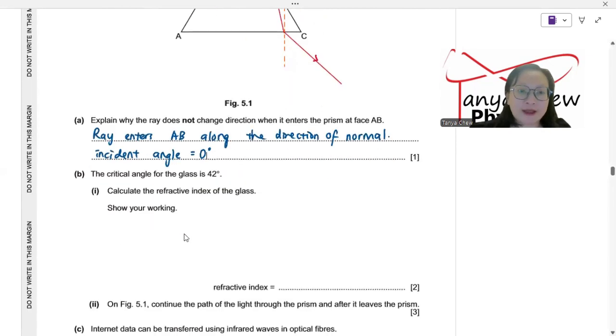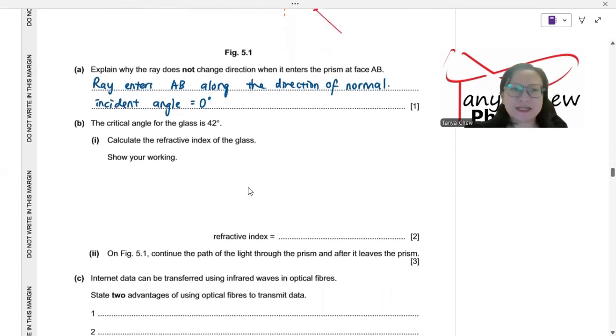Now B, the critical angle for the glass is 42 degrees. Calculate the refractive index of the glass. Since the critical angle is given, I would strongly suggest you to use this equation. n is equal to 1 over sine c. What is c? c represents critical angle and n represents refractive index. What is critical angle?